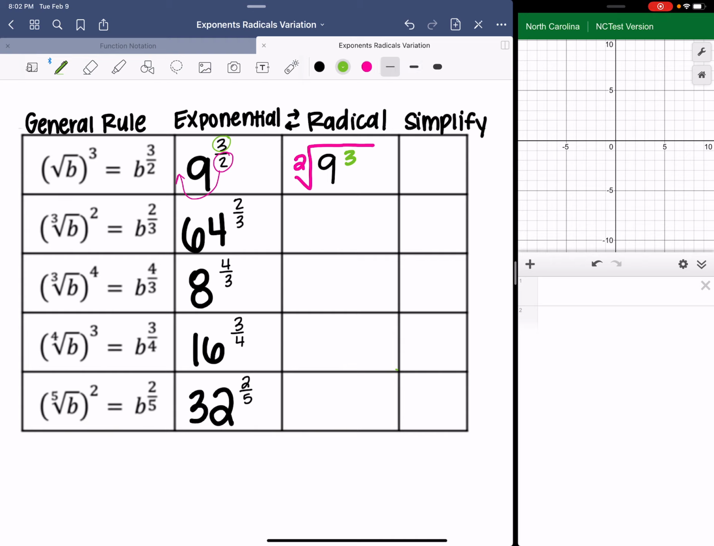All right, this same process is going to apply for the next one, where we have 64 to the power 2/3. So 3 is going to become the root, so that's the 3rd root of 64 to the 2nd power. All right, and the next one, 8 to the 4/3. So we're going to take 3, it's going to become the root. So again, a cube root or a 3rd root of 8 to the 4th power.